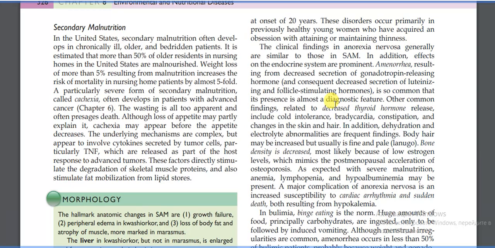Also, another effect is decreased thyroid hormone production, and the patient becomes cold intolerant, with bradycardia, constipation, and changes in the skin and hair. That's why these females, who wanted to look beautiful, due to the decreased synthesis of thyroid hormones start to look like a very old person. Even at 25 years, these girls can look like 40-year-old females.